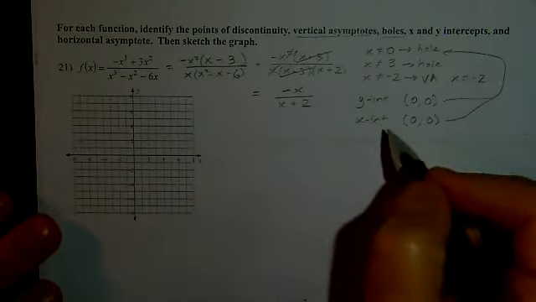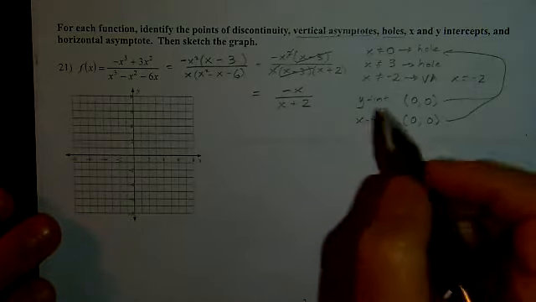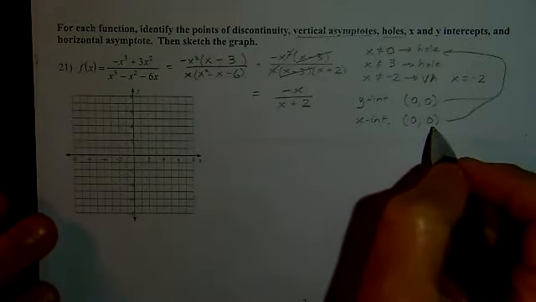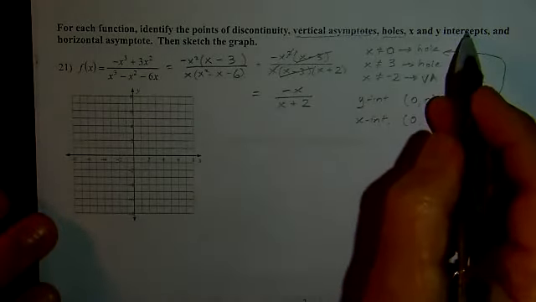So a very unusual situation. This graph is not going to cross the y-axis or the x-axis at all. There's going to be a hole right there at the origin. Okay, so that's x and y intercepts.